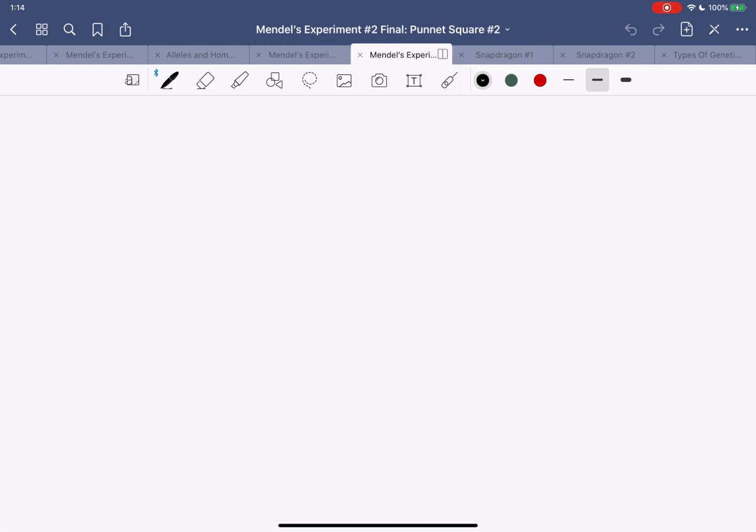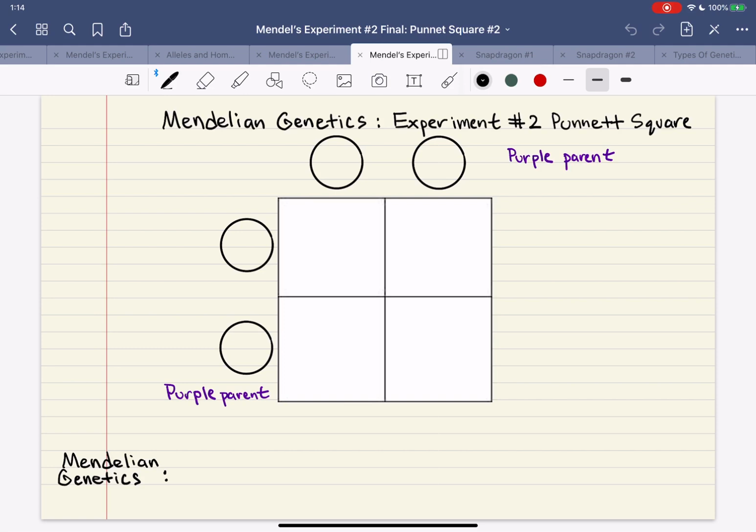Now we're ready to do the same thing with experiment number 2. Now remember, experiment number 2 is a follow-up of the first one. So the parents are those same offspring from the first experiment. So they're the purple monohybrids. So they all have 1 dominant, 1 recessive.